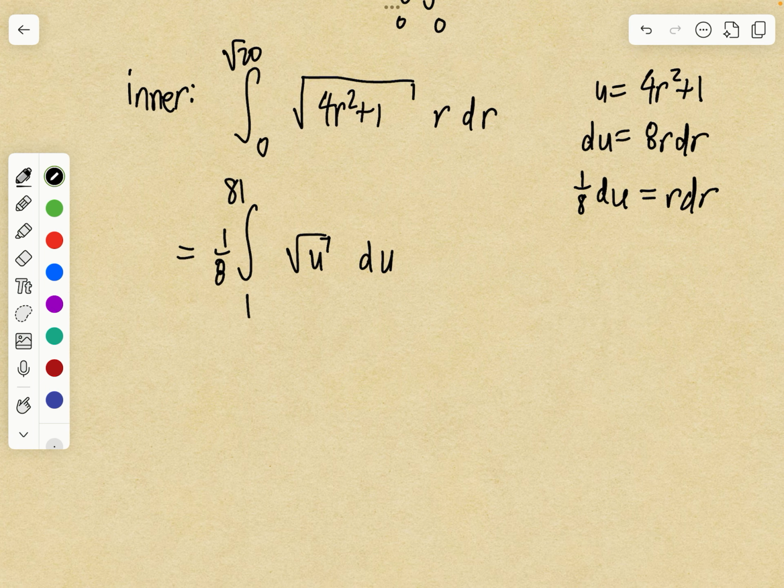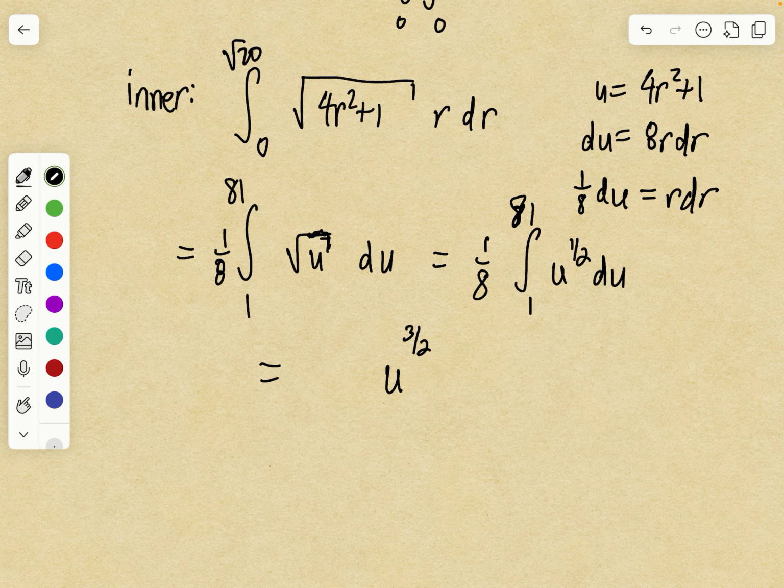And how do we integrate the square root of u with respect to u? We convert this to exponents: this is u to the 1/2 power. We add 1 to 1/2 to get 3/2, and then divide by 3/2, which is the same as multiplying by 2/3. So I get 1/8 times 2/3, integral from 1 to 81.